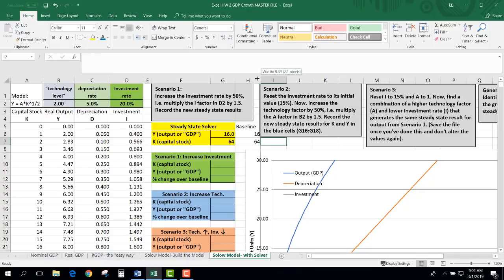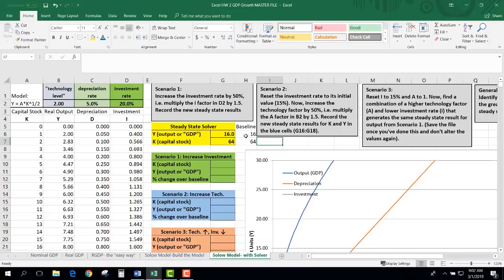I'm just going to keep that there so we can remember, have our comparison values. Okay, now let's increase investment by 50%. And this is my new steady state at this investment rate. So my capital stock is going to be this, 144. My output is going to be 24.